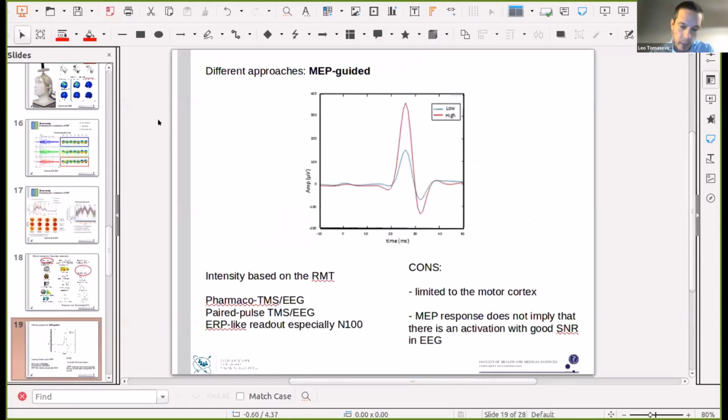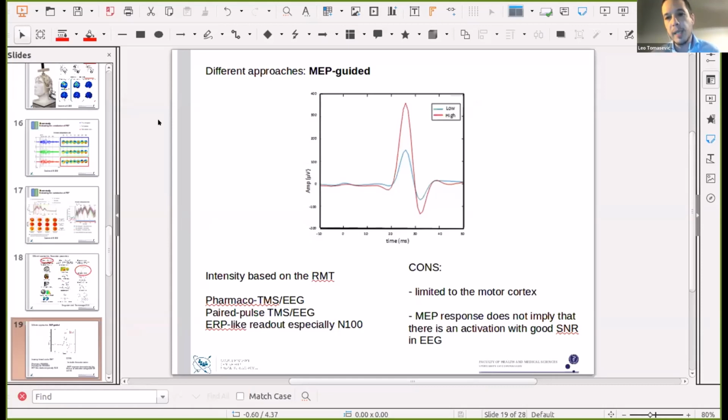So the first approach is the MEP guided stimulation. Obviously, this was probably the first type of study performed, on the motor area, because it was known that giving TMS in the motor area evoked a peripheral response. The MEP guided stimulation was based on the best position, the hotspot that was provoking the peripheral response, and on an intensity based on the resting motor threshold, which is the threshold that gives the peripheral response.